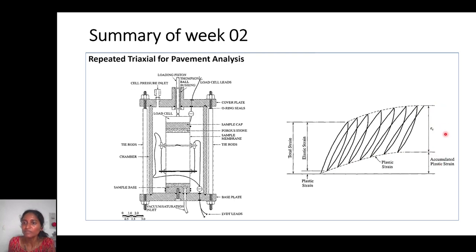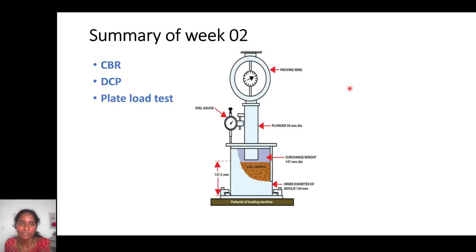And whatever remains, this is called recoverable strain. Usually in solids, for example steel, modulus is stress by strain. There the strain is elastic strain, that means recoverable strain. So here we use only this recoverable strain, and the applied load is the deviatoric stress at the top. So deviatoric stress by this recoverable strain is what we call resilient modulus. This resilient modulus is usually used for the design of pavements.